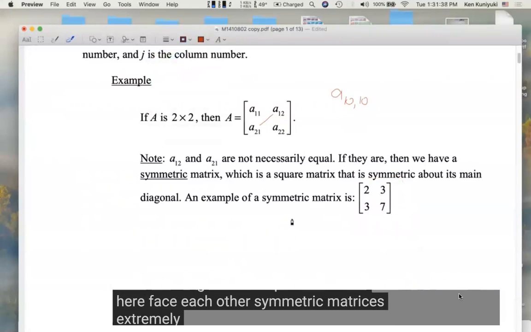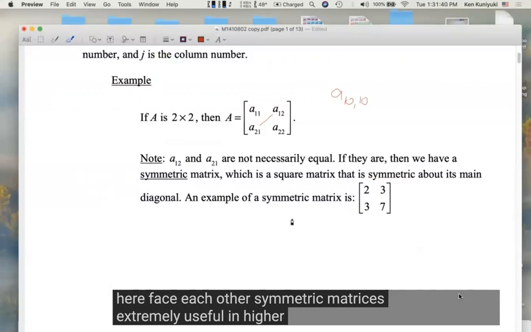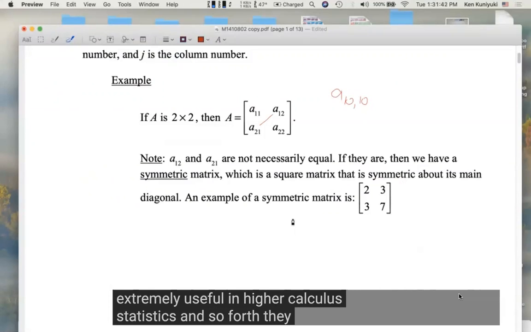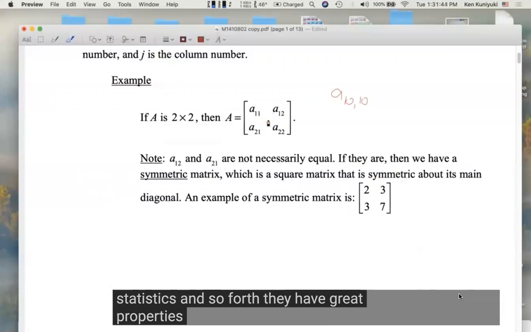Symmetric matrices are extremely useful in higher calculus, statistics, and so forth. They have great properties.